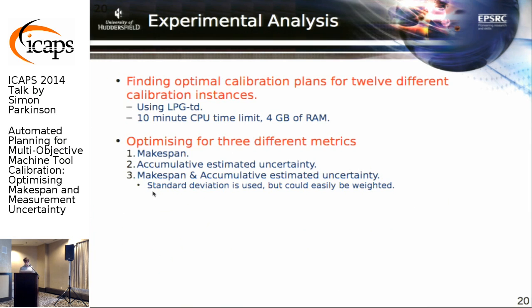Right, so some experimental analysis. We used LPGTD for our domain, with 10 minutes of CPU time and 4 gigabytes of RAM, and we optimized for 3 different metrics: Makespan, the cumulative uncertainty, and then Makespan and cumulative uncertainty together. Now we just used a standard deviation for now, but it could easily be weighted if, say, the manufacturer wanted a higher emphasis on uncertainty, if they had more time, perhaps.